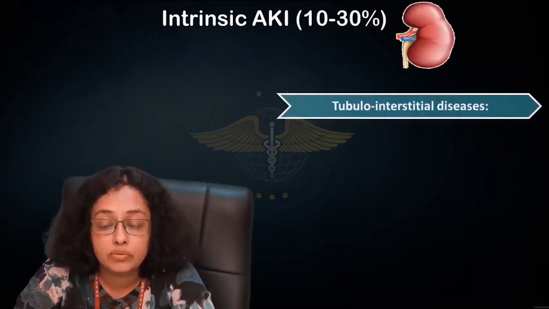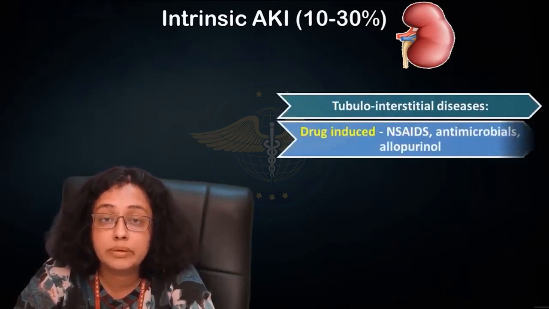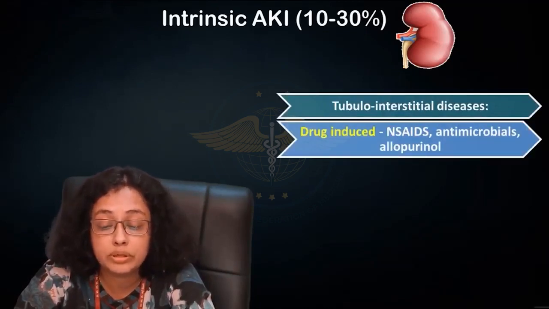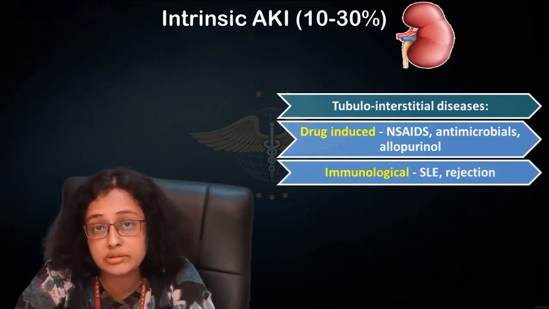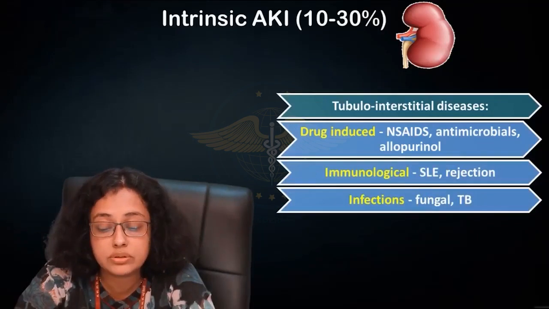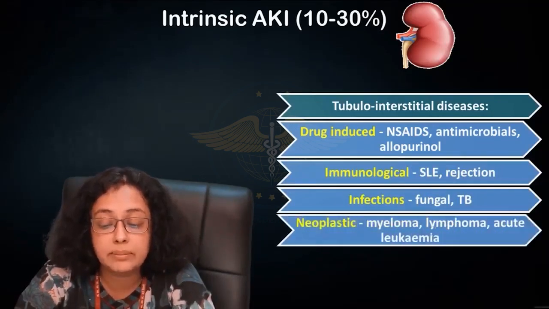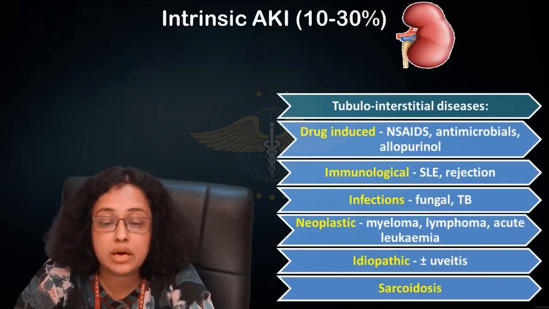The tubular interstitium may be involved. It usually presents as an acute tubular interstitial nephritis with a rise in serum creatinine, and it could be because of various drugs, common being NSAIDs and antimicrobials, immunological situations like SLE and acute rejection in the transplant kidney, infections like fungal infections and tuberculosis, neoplastic causes like myeloma, lymphoma, and acute leukemias. Idiopathic acute interstitial nephritis is known, and it occurs in certain diseases like sarcoidosis.